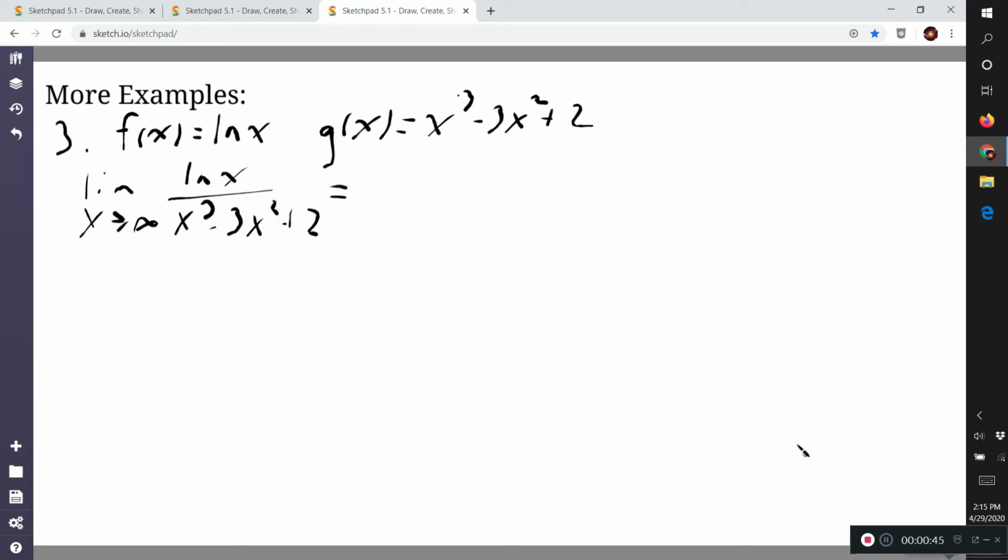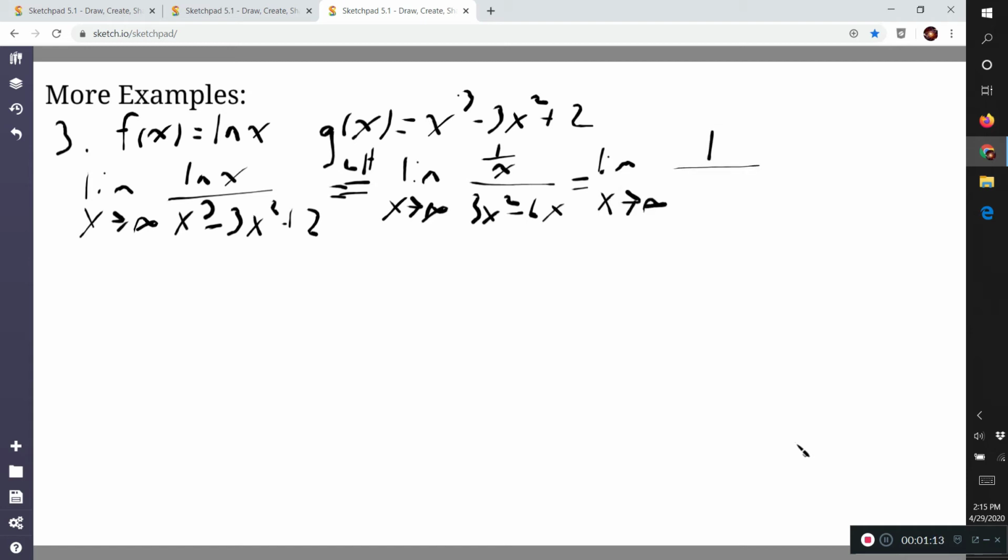So I'm going to apply L'Hopital's rule here. And when we do that, remember the derivative of ln x is 1 over x. And the derivative of the bottom is, of course, just 3x squared minus 6x. So I'm going to use some algebraic tricks here. This is not L'Hopital's rule. This is just me taking the 1 over x on top and distributing it onto the bottom. You can also think of it as dividing by something the same as multiplying by the reciprocal. I get 3x cubed minus 6x squared.